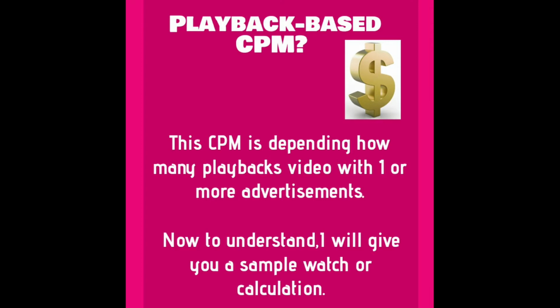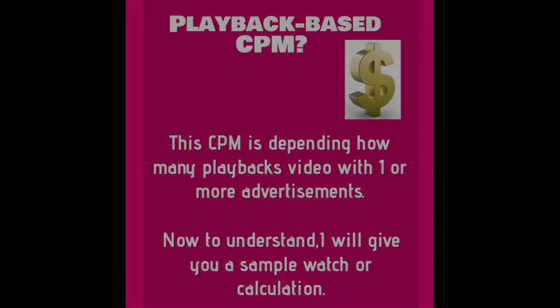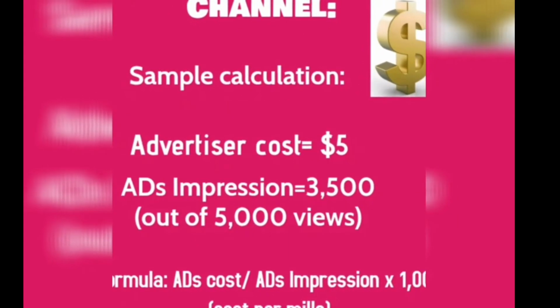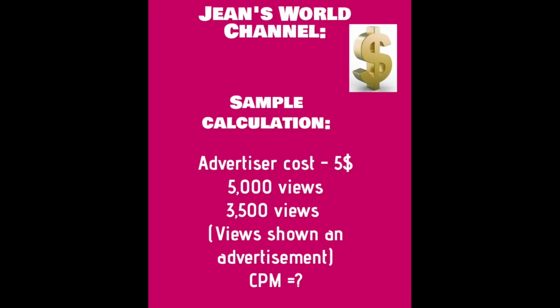Now, to continue, we will give a sample formula or calculation. Advertiser cost $5, 5,000 views. This is only a sample of views. And then 3,500 views are shown with an advertisement. And then CPM equals... So, this is the sample views calculation only. Having said that, not all views have ads all the time. So, in this case, what would be the calculation?